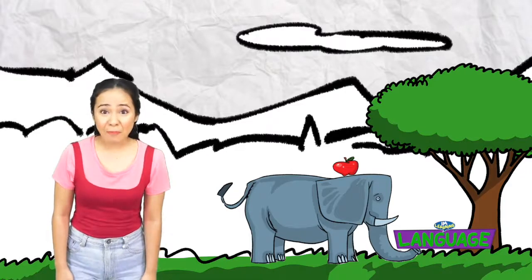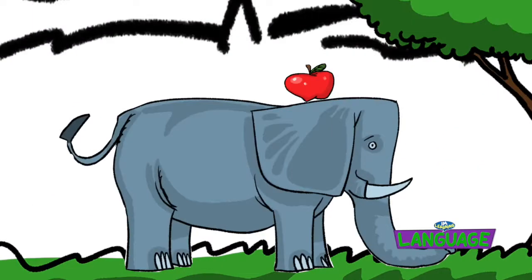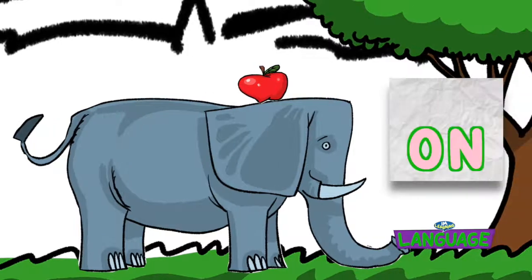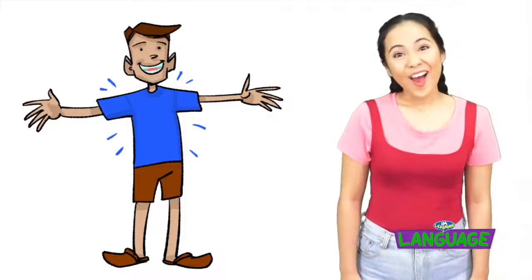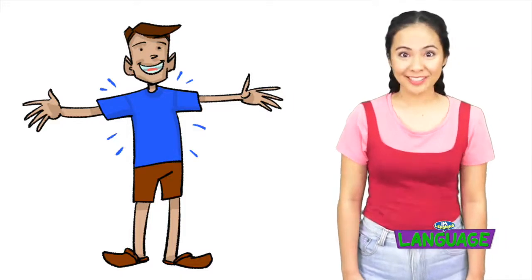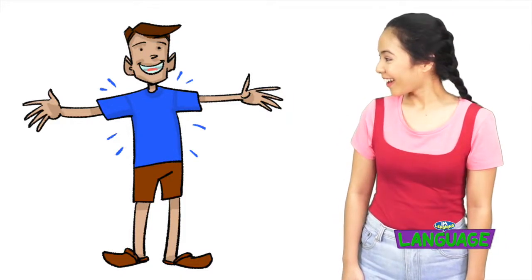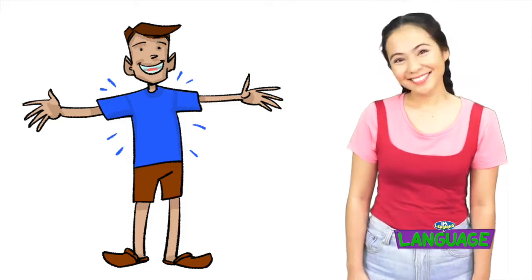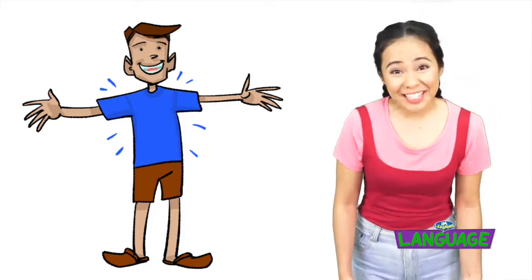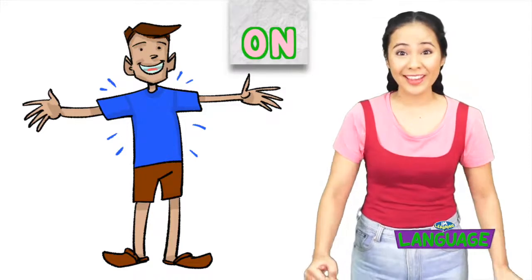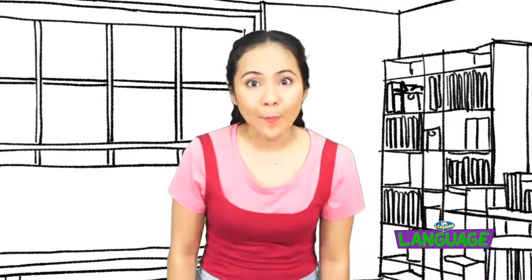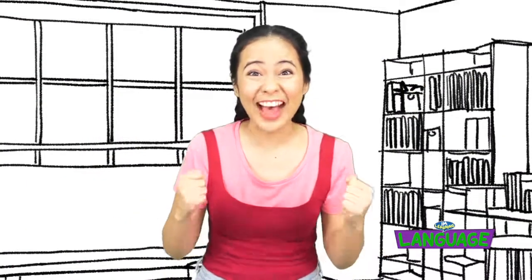Where is the apple? The apple is on top of the elephant. Where is the t-shirt? The t-shirt is on the boy. Let's try some more. This is fun!